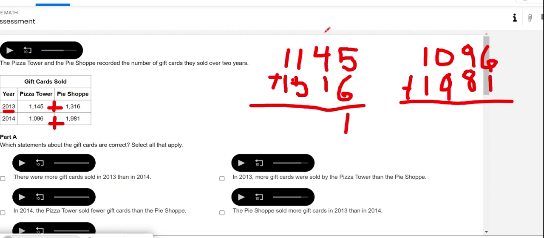All right, so we're just going to add all those values up. 6, and then that is going to be 4. So this is for 2013. This one is gonna be for 2014.